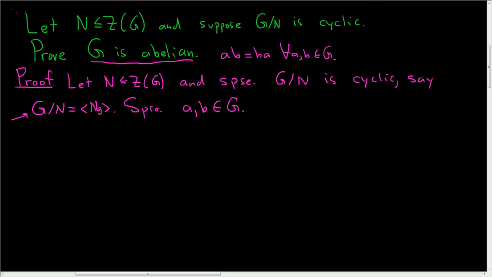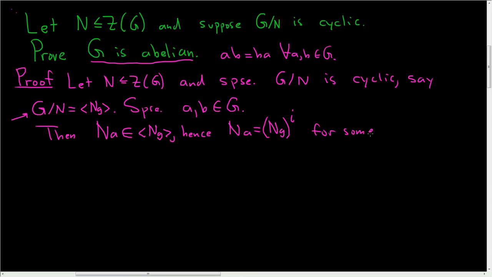The way I did it was to look at the cosets. So this coset here, Na, is in the quotient group. So this is in this cyclic group. Hence, Na is equal to Ng to the ith power for some i in the set of integers.